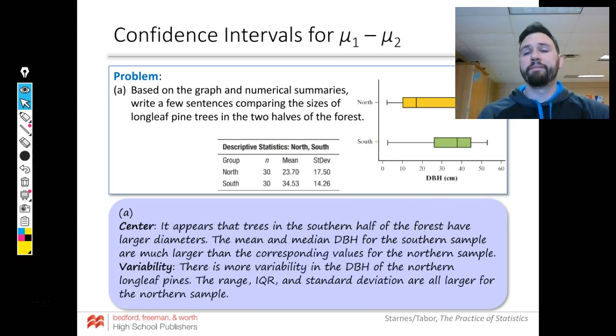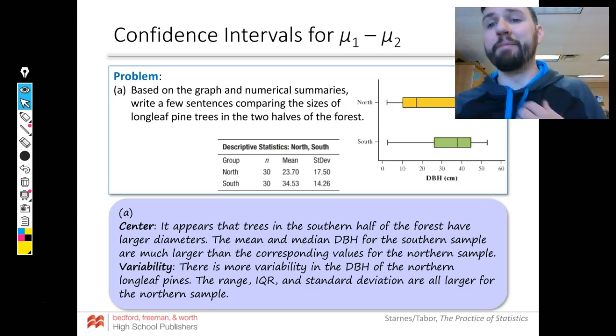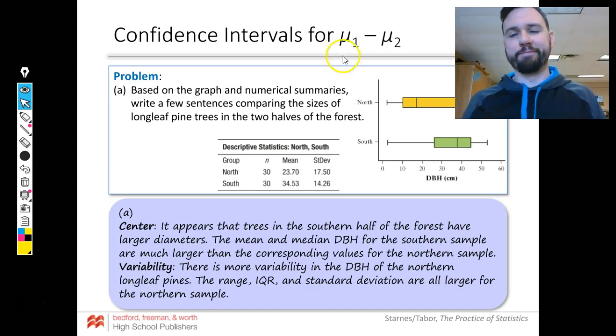The center. North has the center about, well, the median's like 18, but the mean's 23.7. So you just say the center for the north is less than the center for the south, or the mean for the north is less than the mean for the south. And variability, northern is going to be larger because it has a larger IQR, interquartile range. The box is bigger, right? Box is bigger means more spread in your data.